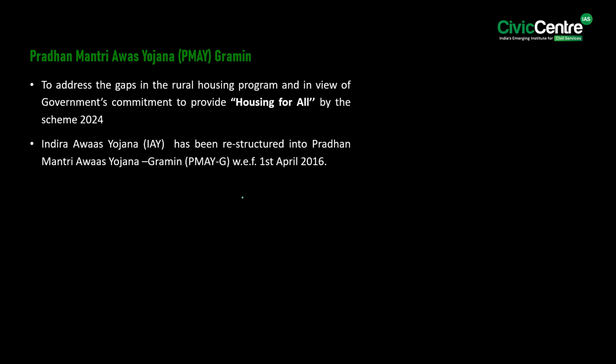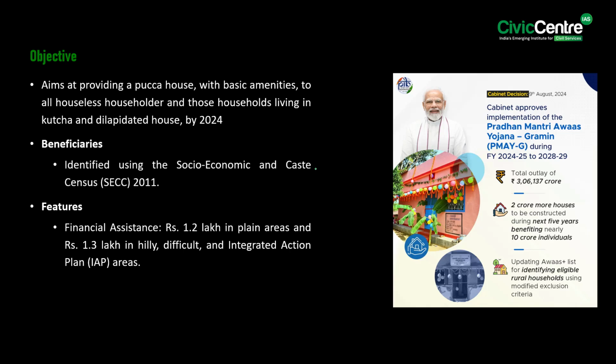Now, if you have to talk about the Pradhan Mantri Awas Yojana Gramin, see, to address the gaps in the rural housing program and in view of the government's commitment to provide housing for all by the year 2024, Indira Awas Yojana has been renamed or restructured into the Pradhan Mantri Awas Yojana Gramin with effect from 1st April 2016. Significantly, the PMAY aims to provide a Pakka house with basic amenities to all houseless householders and those households living in Kacha and dilapidated houses by 2024. Know that the beneficiaries are identified using the Socio-Economic and Caste Census 2011.